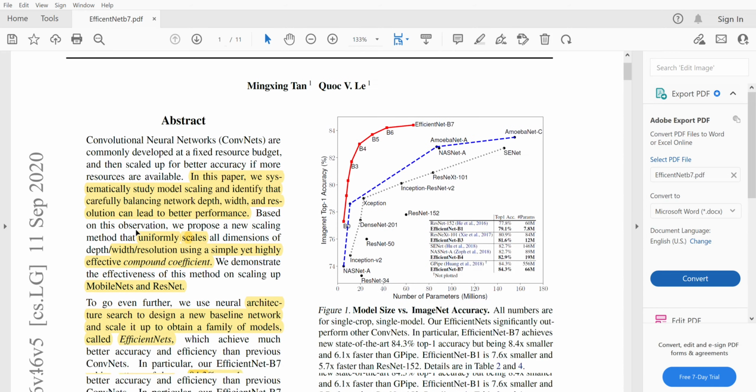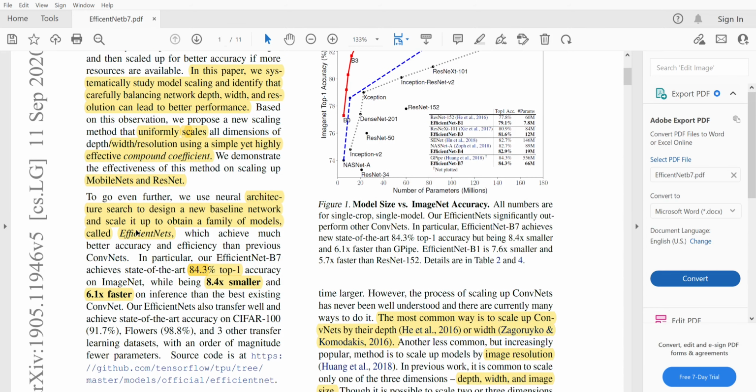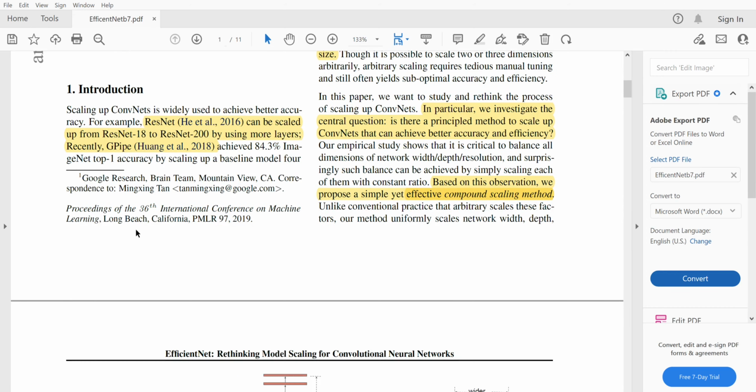So in the abstract section, basically they emphasize that if we have a bigger network with all three dimensions, accuracy would be improved. They are not developing a new network, they just develop a new method, you can say, and the baseline networks are MobileNet and ResNet.